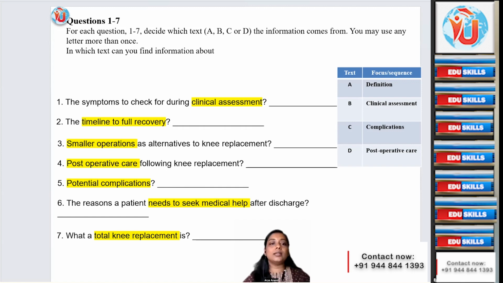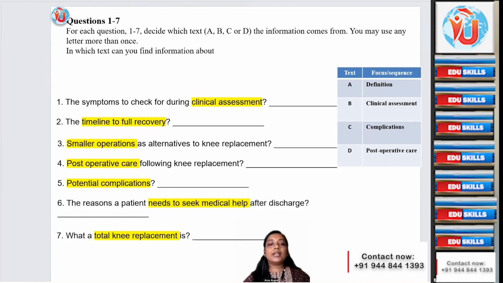Question number 1. The symptoms to check for during clinical assessment. You can write the answer, no need to tell the answer. The timeline to full recovery. You can write the answer very quickly. Timeline to full recovery. So where have we discussed that? Smaller operations as an alternative to knee replacement.